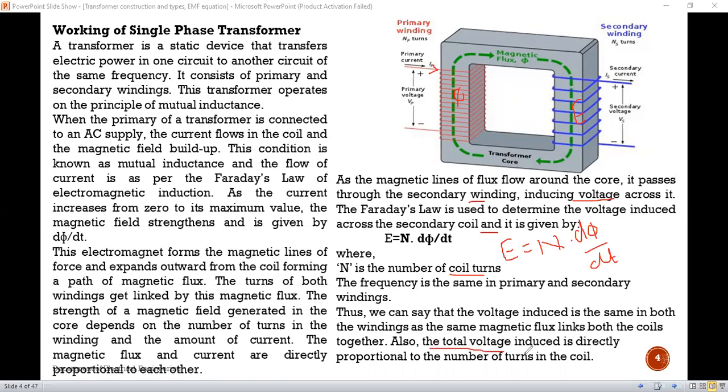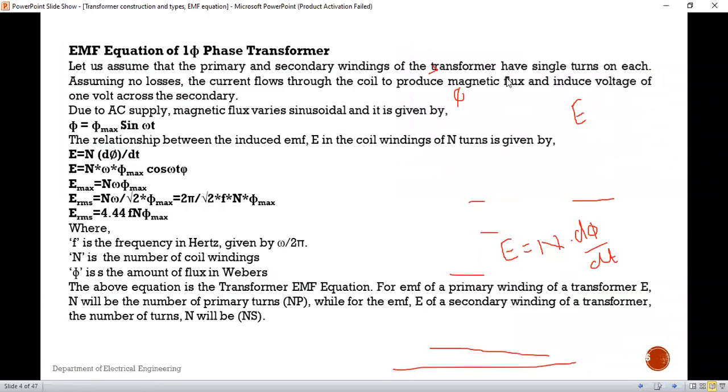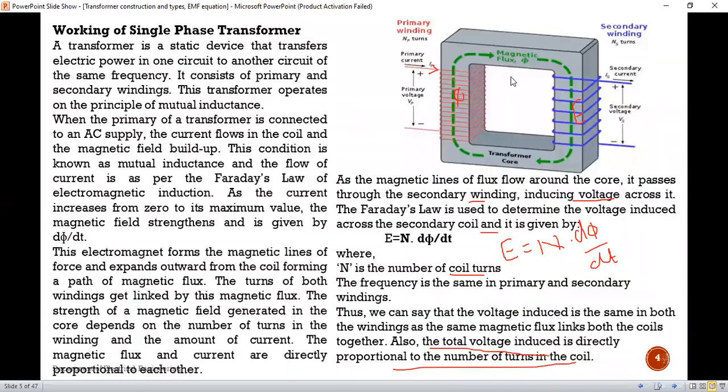Also the total voltage induced is directly proportional to the number of turns in the coil. How much total voltage is induced should depend upon the number of turns in the coil used. It depends on how many turns were used in the coil. Okay, so this is the working principle of the transformer. All of you getting the working principle?